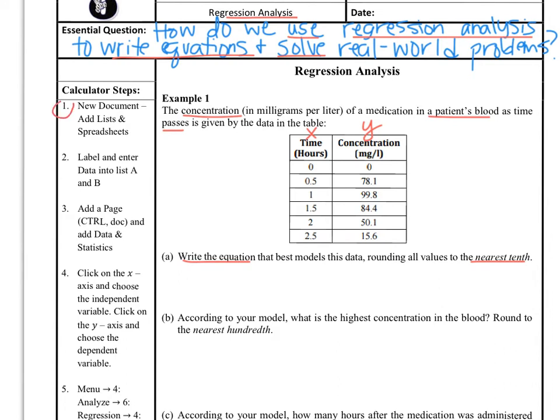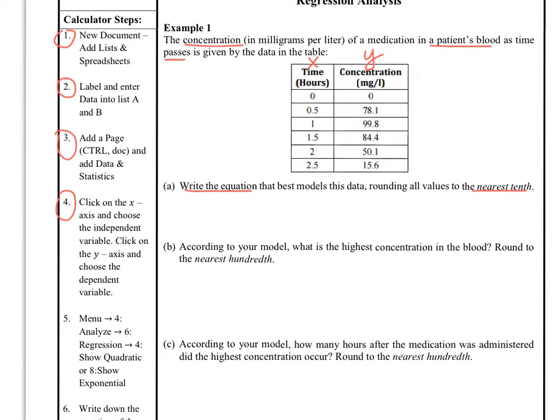So number 1, add new document, list and spreadsheet, label and enter data into list A and B, and so forth. So then add a page to get your data and statistics. Again, you're going to see all of this done on the video. Then you're going to change the variables on the x and y axes. And then step 5, you're going to analyze to get your equation. You're going to see if it's either quadratic or exponential. So those are the two that you're thinking about.